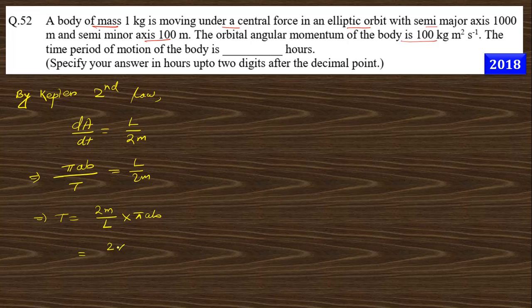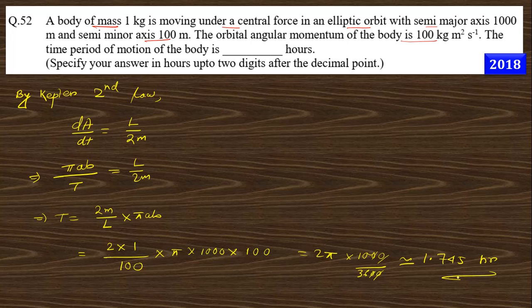So just put the value. M is 1 kg, L is 100, and pi, a is 1000 and b is 100. Just 100 cancels out, leaving 2 pi into 2 pi into 1000. This is in seconds, so for seconds you just change into hours. So this is nothing but 1.745 hours, right? This is the answer of this question.